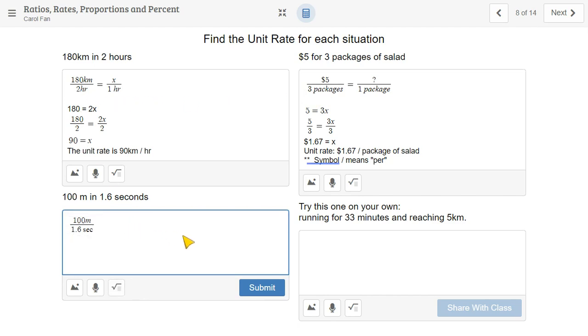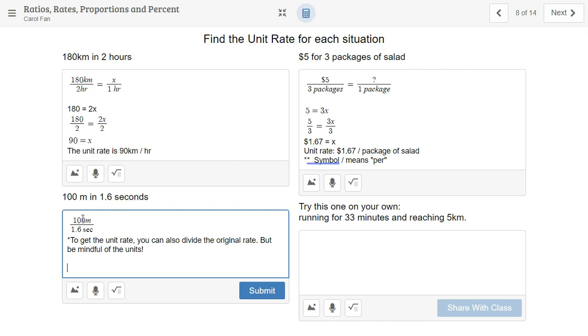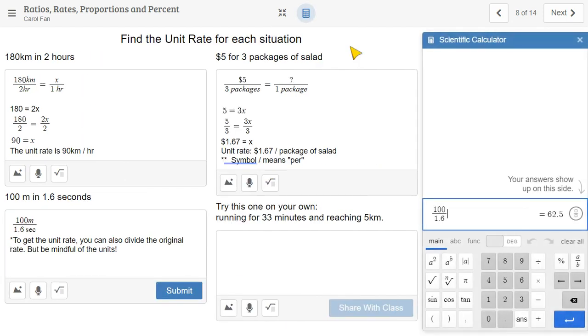Now here's a shortcut. Let's do that. You can also divide the original rate. But the part that you really need to be mindful about is what units we're using. So let's just divide this using our shortcut. 100 divided by 1.6 is equal to 62.5.